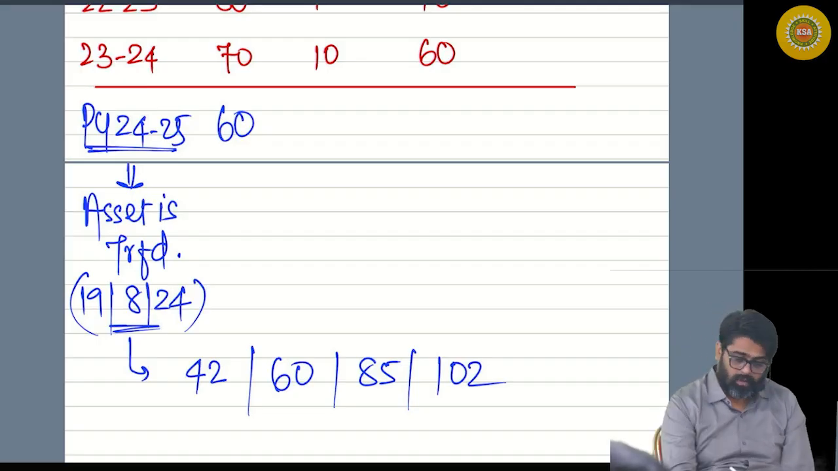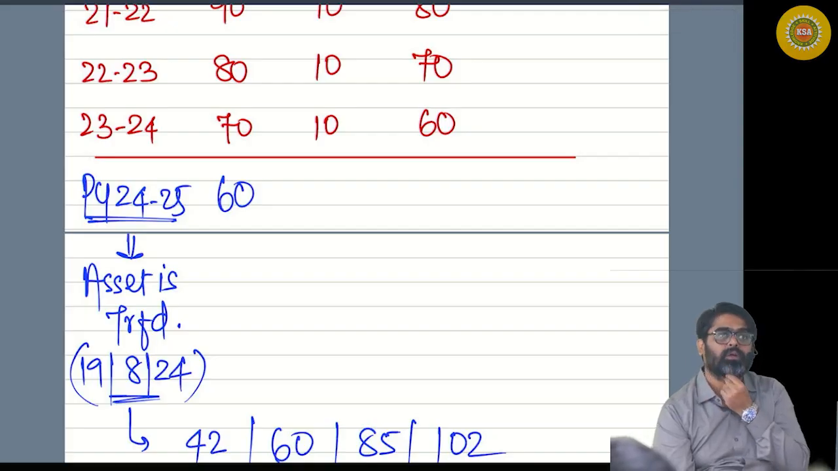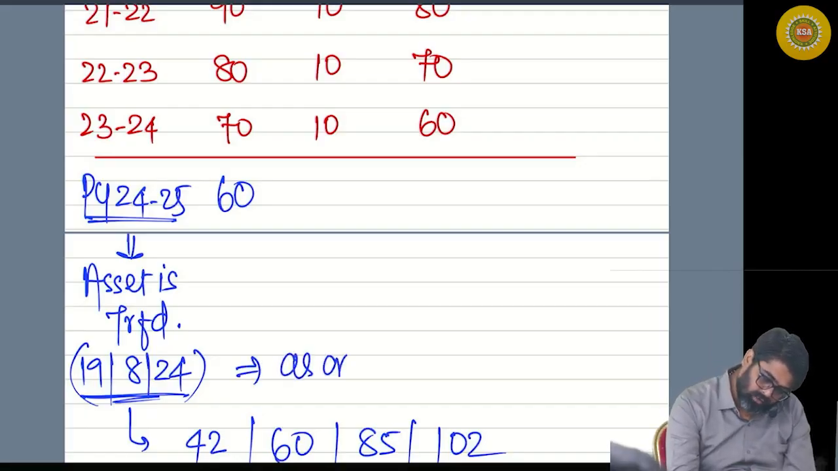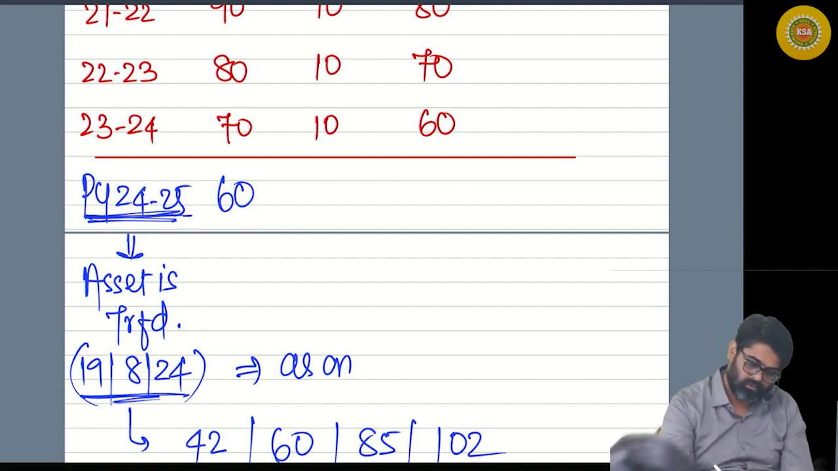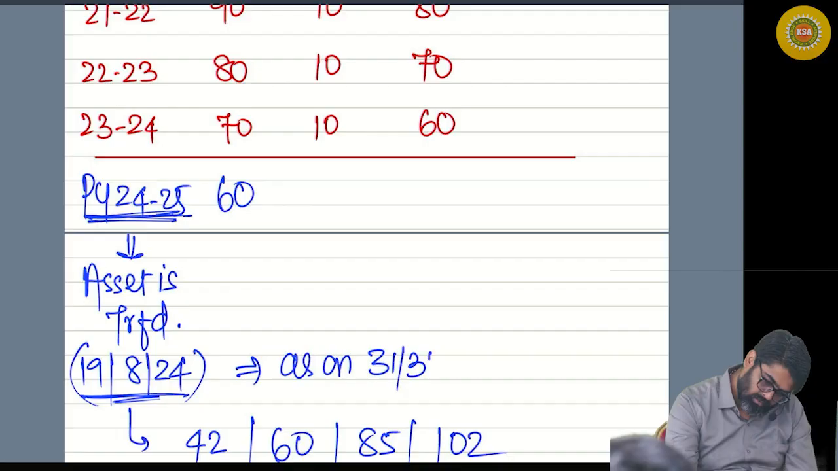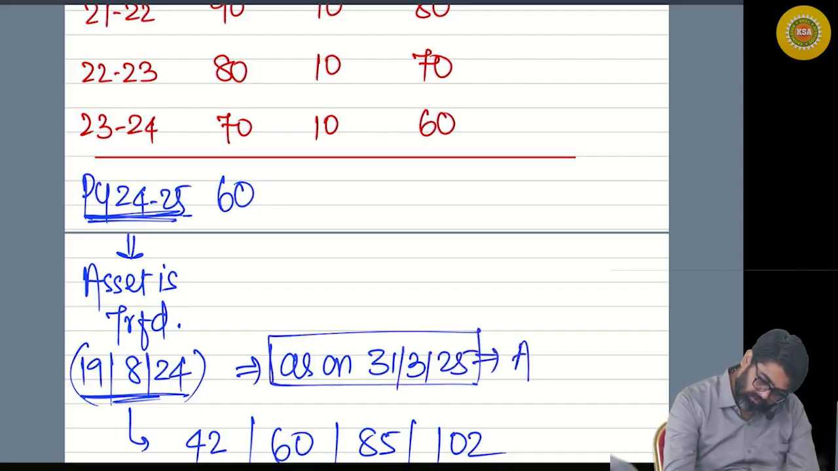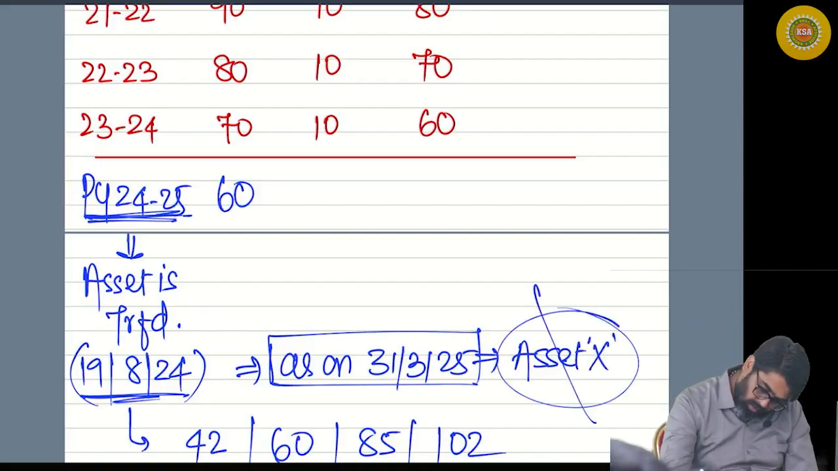Now tell me, when did you transfer this asset? 24-25. Now if you have transferred this asset on 19th August, can I say that as on the last day of this previous year, as on 31st March 2025, asset X is there in the business or not there in the business? Not there in the business.